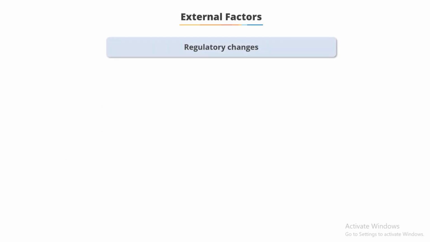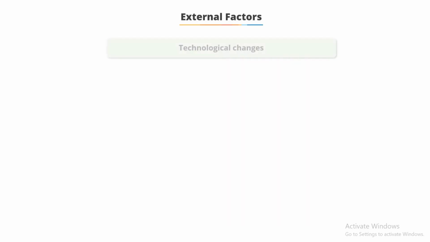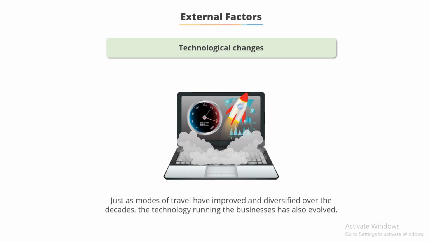Next is regulatory changes. Due to the disruption in boundaries and barriers, regulatory requirements also alter. They become rigid or loosen up, impacting the landscape of the business. Let us now look at technological changes. Just as modes of travel have improved and diversified over the decades, the technology running the businesses has also evolved from typewriters to laptops to super processing machines.